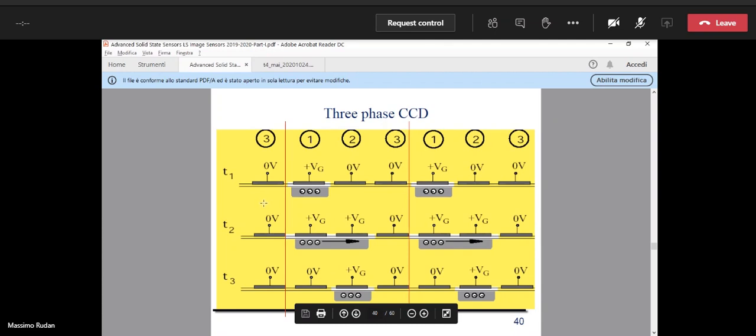This is the same as above, but after zooming back. So we have one charge under phase 1 here, but also another charge under phase 1 here. So you see that we can move simultaneously the charge packets from left to right, in all positions of the device.